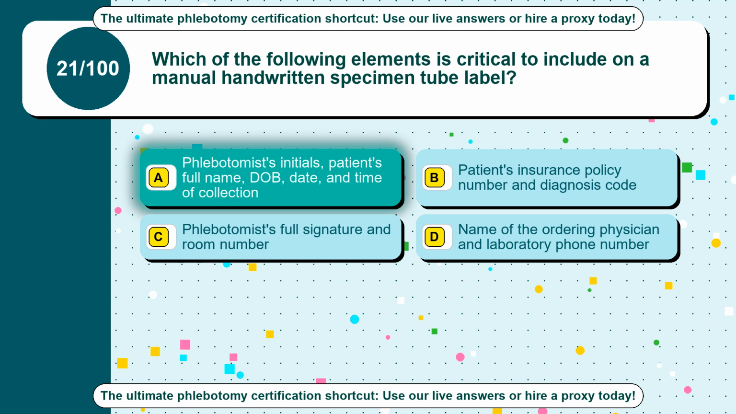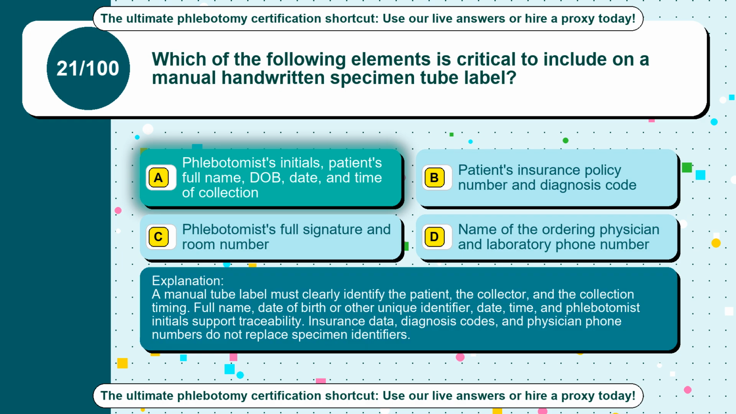The correct answer is option A, phlebotomist's initials, patient's full name, DOB, date, and time of collection. A manual tube label must clearly identify the patient, the collector, and the collection timing. Full name, date of birth or other unique identifier, date, time, and phlebotomist initials support traceability. Insurance data, diagnosis codes, and physician phone numbers do not replace specimen identifiers.